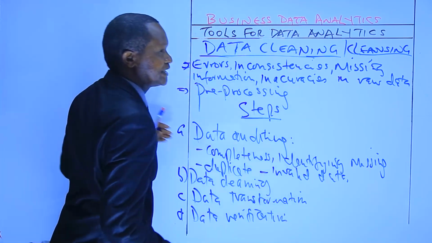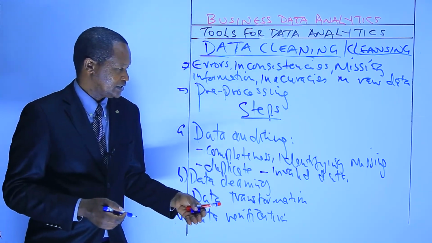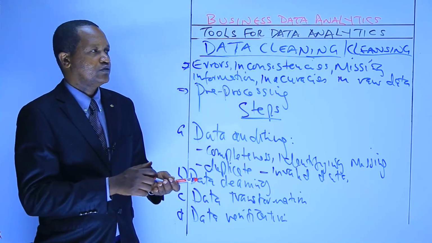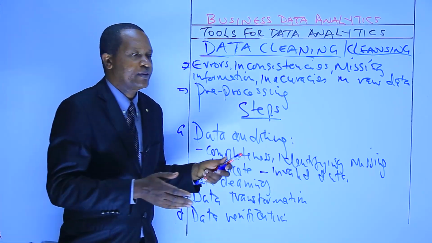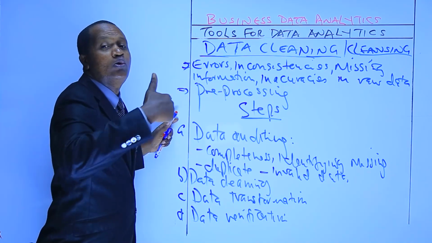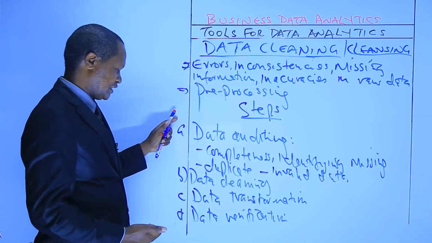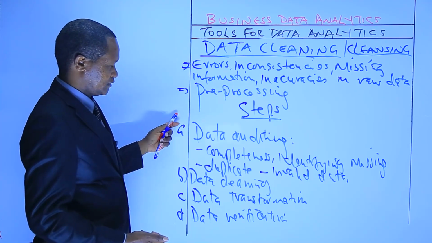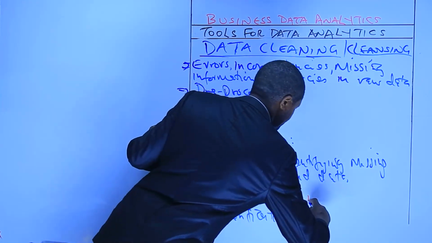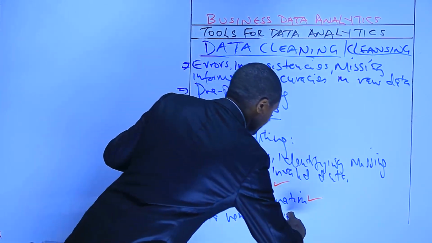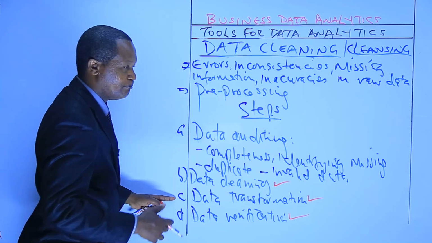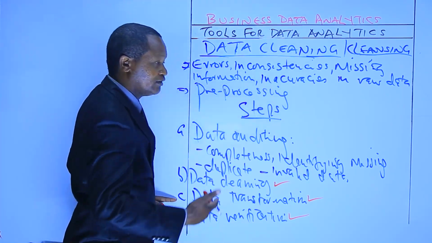Then lastly, you do what we call data verification. Data verification is yet another step in data cleaning. Data verification involves checking the clean data and the transformed data to ensure that it meets the desired quality standards and suitable for analysis. So data here is cleaned, then data is transformed. Then the last step, you verify if the data that has been cleaned and the data that has been transformed meets the standards that are required for analysis.